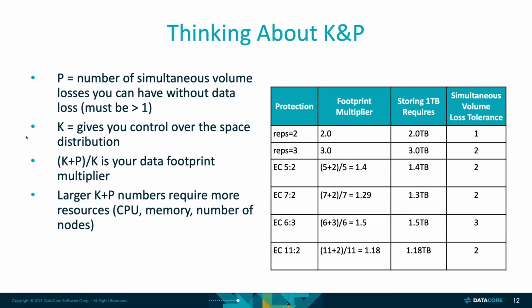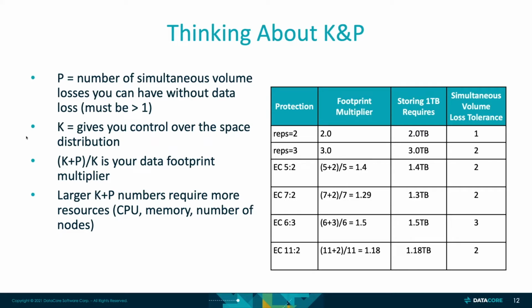What K gives you control over is the space distribution. And ultimately, your efficiency is defined by the equation that we show you there, which is K plus P divided by K. That is your data footprint for the erasure coding scheme that you have chosen. It is worth noting that larger K and P numbers are going to require more resources in the form of CPU, memory, and ultimately, like we just said, the number of nodes that are needed to make sure that you can have that data available when requests come in to read it.